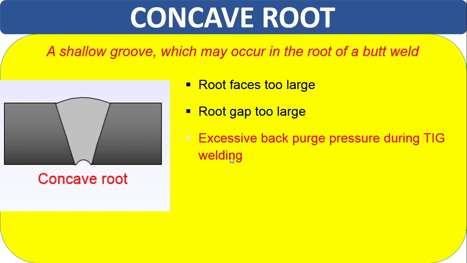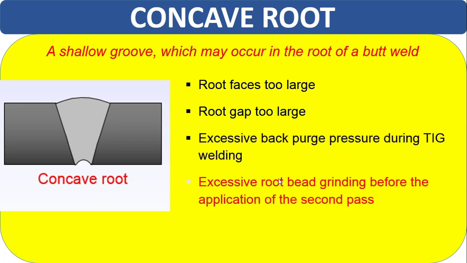Excessive back purge pressure during TIG welding. There is a back purge pressure during TIG welding, and that pressure should be as per the WPS. If there is some problem in the back purge pressure, and it is more than that, definitely at that pressure it will become a concave root. So you have to follow the back purge pressure as per the WPS.